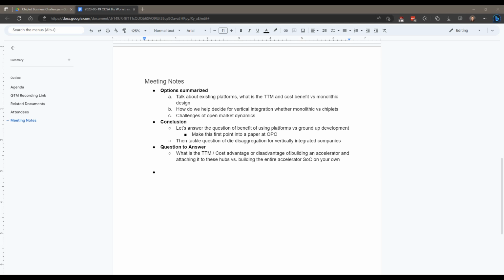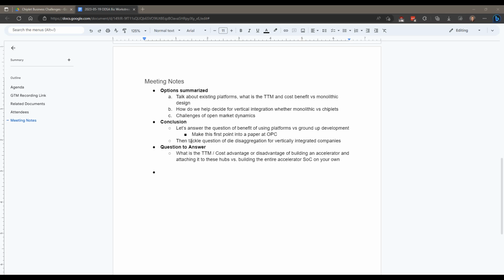Marek, actually, I'm a little bit confused because we have this option, summarize A. So I was actually answering the first point A, talk about existing platforms, what TTM and cost benefits against monolithic design. So the table is basically answering this question. So should we then summarize the answer from the table I have been showing also by platforms?